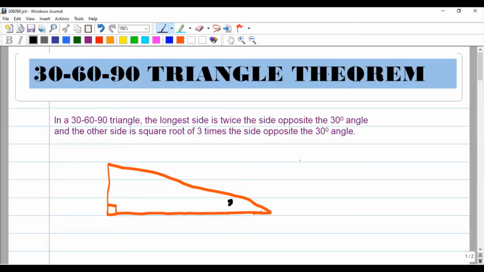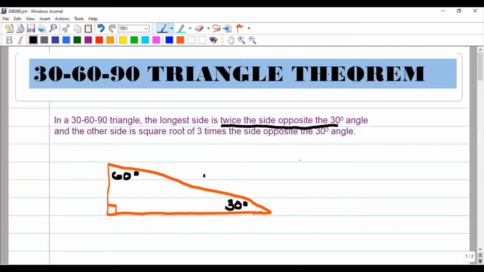30-degree angle, and this is our 60-degree angle, and this is our 90-degree angle. Now, it says here, the longest side is twice the side opposite our 30-degree angle. But the question is, how long is our side opposite the 30-degree angle? So that we can have the longest side, which is twice the side opposite the 30-degree angle.